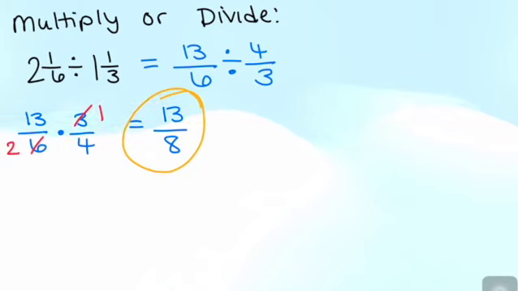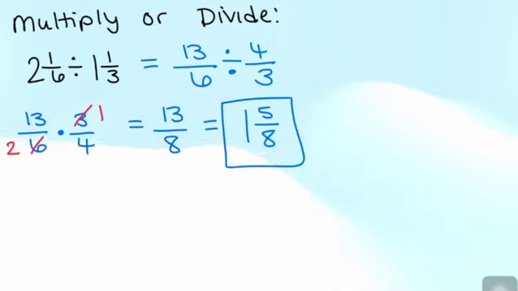Now, frequently when problems start with mixed numbers, we're asked to put our answers back as mixed numbers. So let's see, 8 goes into 13 only one time, with 5 left over. So 13/8 is 1 5/8.